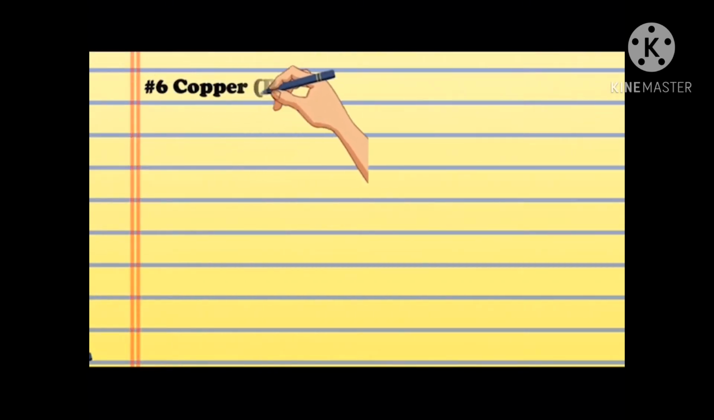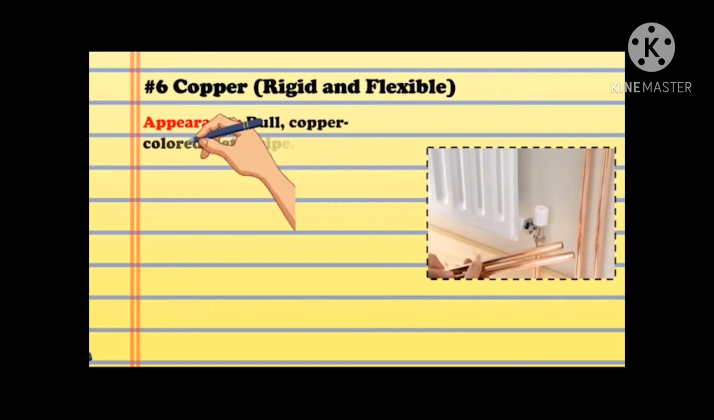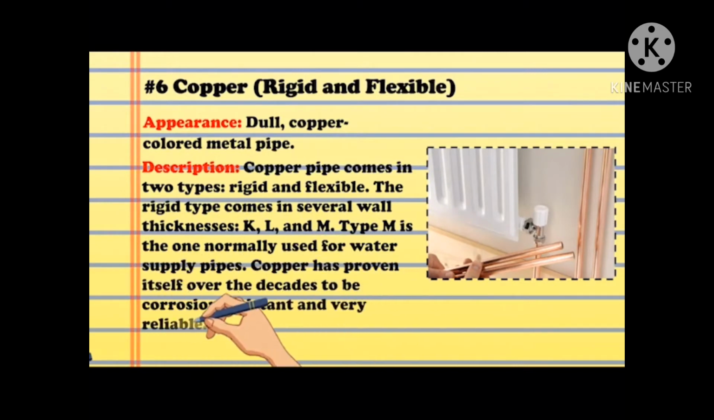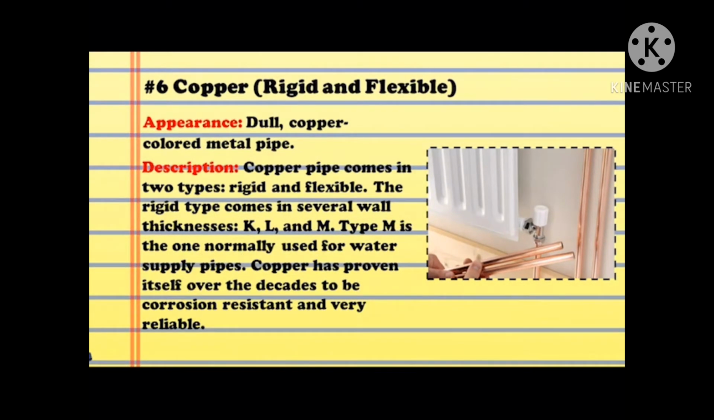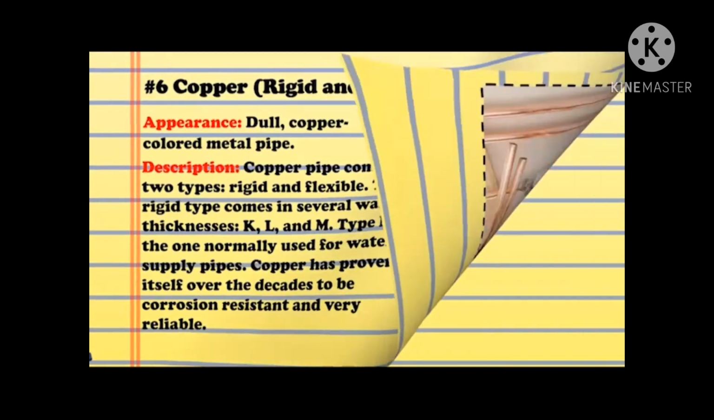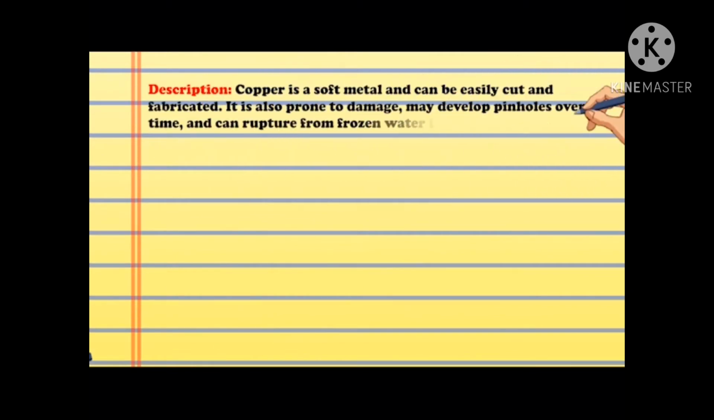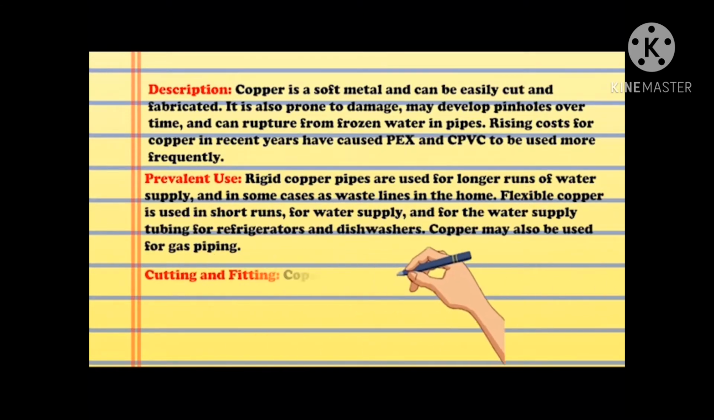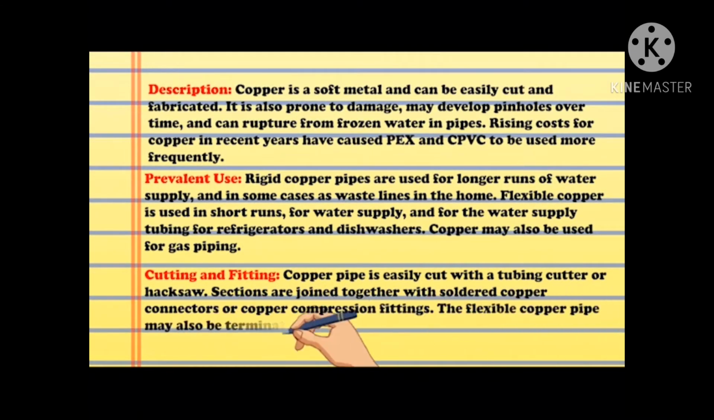Number 6. Copper, rigid and flexible. Appearance: dull, copper-colored metal pipe. Description: copper pipe comes in two types, rigid and flexible. The rigid type comes in several wall thicknesses: K, L, and M. The type M is the one normally used for water supply pipes. Copper has proven itself over the decades to be corrosion resistant and very reliable. Copper is a soft metal and can be easily cut and fabricated. It is also prone to damage, may develop pinholes over time, and can rupture from frozen water in pipes.